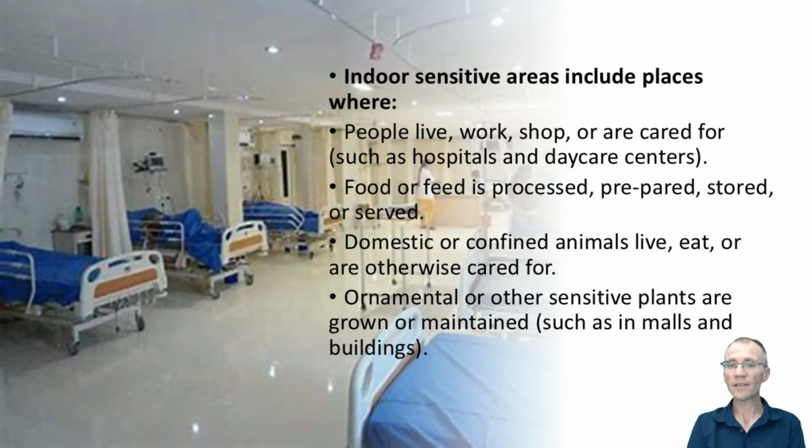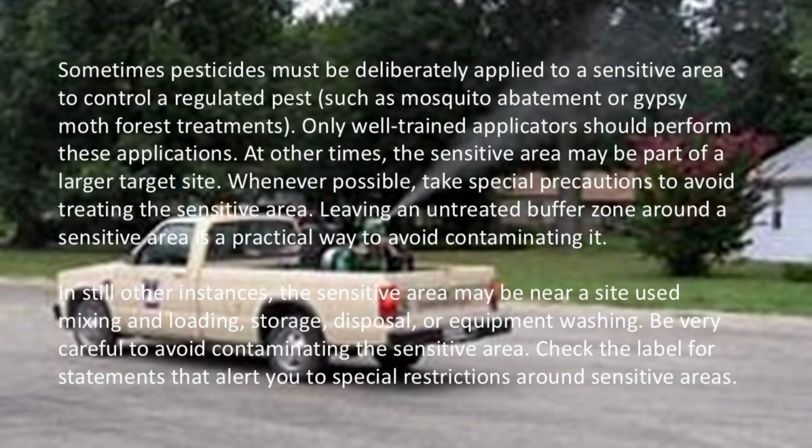Indoor sensitive areas include places where people live, work, shop, or are cared for, such as hospitals and daycare centers; where food or feed is processed, prepared, stored, or served; where domestic or confined animals live, eat, or are otherwise cared for; and where ornamental or other sensitive plants are grown or maintained, such as in malls and buildings. Sometimes pesticides must be deliberately applied to a sensitive area to control a regulated pest, such as mosquito abatement or gypsy moth forest treatments. Only well-trained applicators should perform these applications.